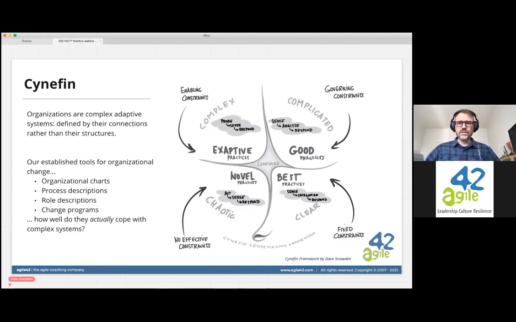So that's how we like to think of organizations. And here we have rhetorical questions. How well do these things cope with complex systems? I mean, the traditional established tools, they don't really cope well. So what other tools do we have? What could we do to change organizations if we believe that they are complex entities? All right. That's what we are going to explore today.